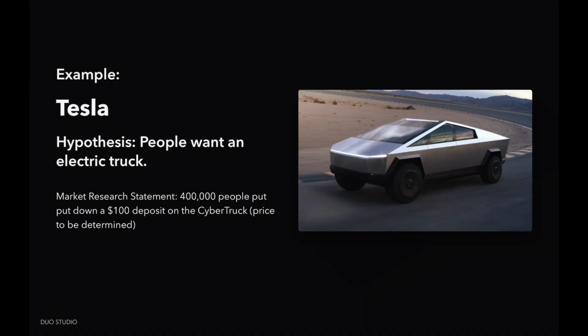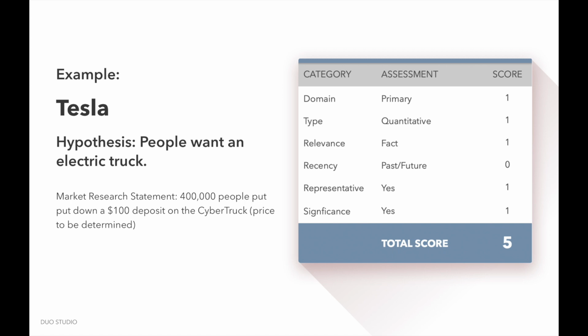Let's look at another example, Tesla. Now, Tesla is known for this strategy of, if people buy it, then I will build it, kind of a reverse of the hypothesis. And so he puts a concept out there and he says, I'll take deposits on this. And so he did this with the Cybertruck concept. 400,000 people will put down a $100 deposit on the Cybertruck, price to be determined. This gets a score of 5 out of 6.